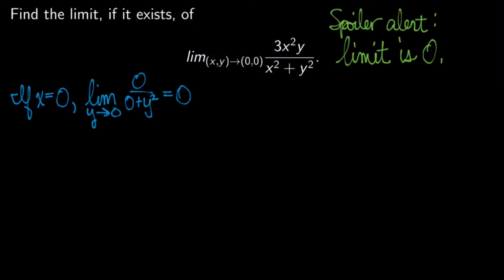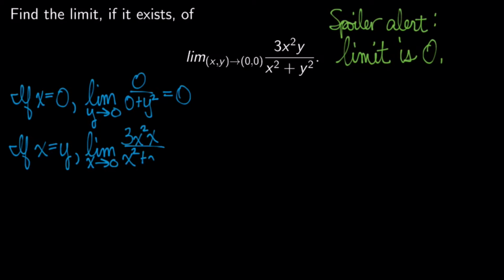So you could compute some curves. You could choose some curves and compute the limit and see what you get. So if you were to fix x equals 0, you would get this kind of limit. The limit as y approaches 0 of 0 over y squared. If you set x equal to y, you would get 3 times x squared times x. You see how all the y's were substituted for x's here? Over x squared plus x squared. And that limit is equal to the limit of 3/2 x. Some of the x's cancel.